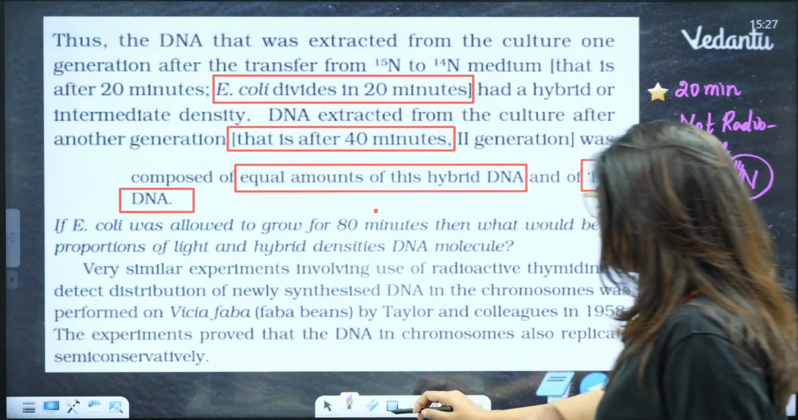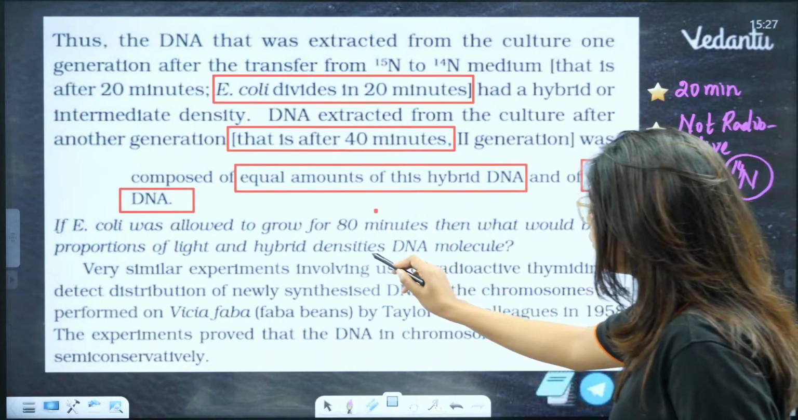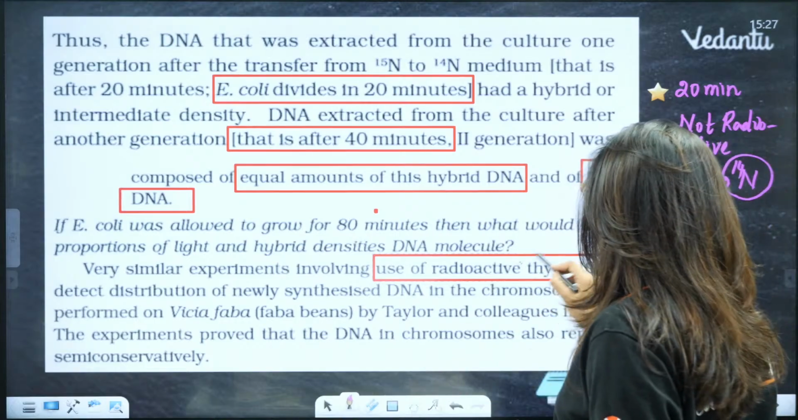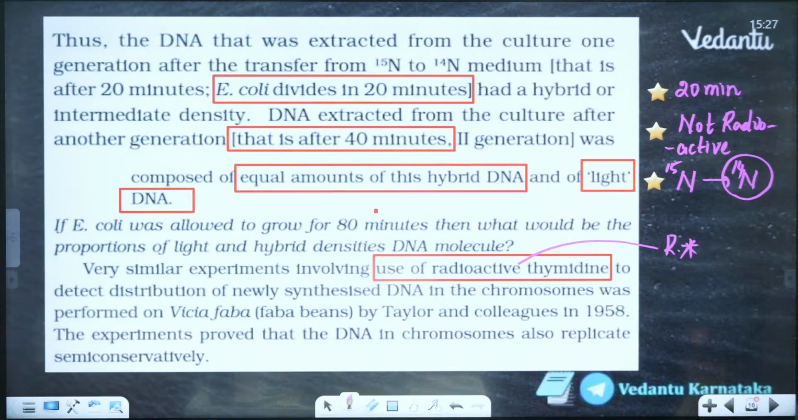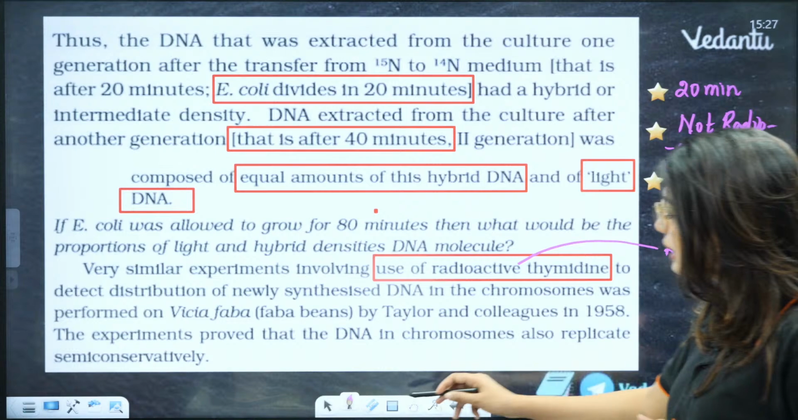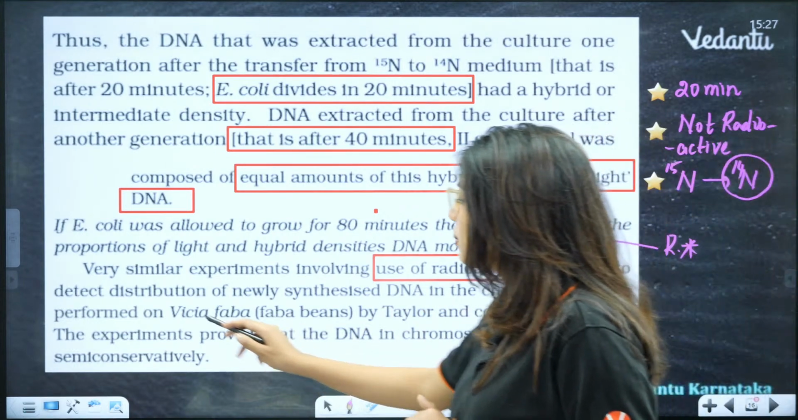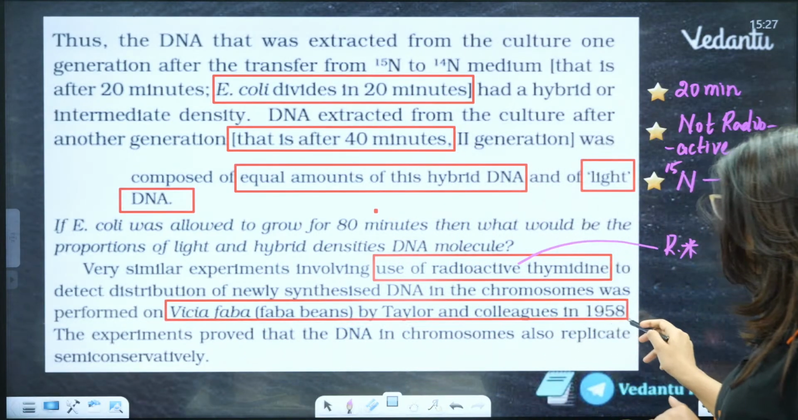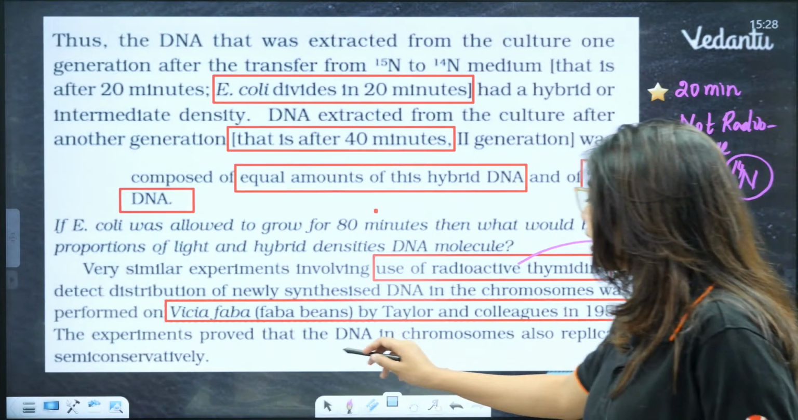Now, a question is there, students, important. A very similar experiment involving the use of radioactive thymidine. This is radioactive, so remember this. They used radioactive thymidine to detect the distribution of newly synthesized DNA in chromosomes. This was performed on Vicia faba, broad beans, by Taylor and colleagues in 1958. The experiment proved that DNA in chromosomes also replicates semi-conservatively.